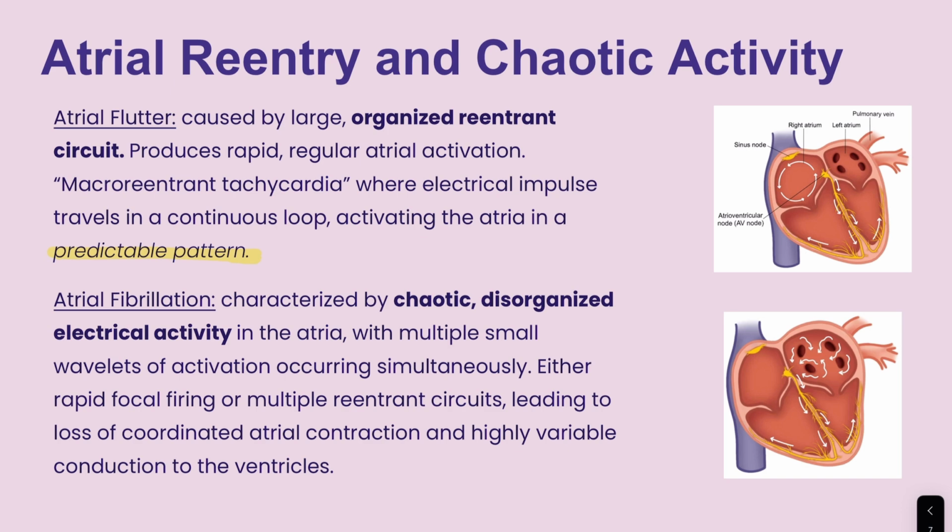So if we look at our diagram over here, we've got this signal here in the right atrium, and it goes round and round and round, and goes through. The AV node decides what it lets through, and we'll talk about that more. But we've got this reentry, going round and round and round.